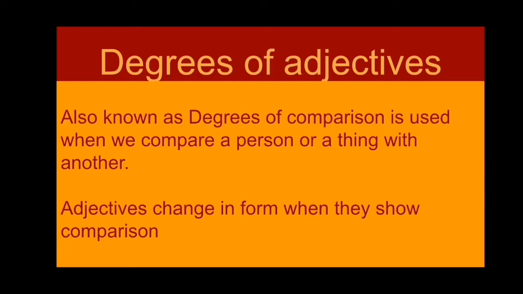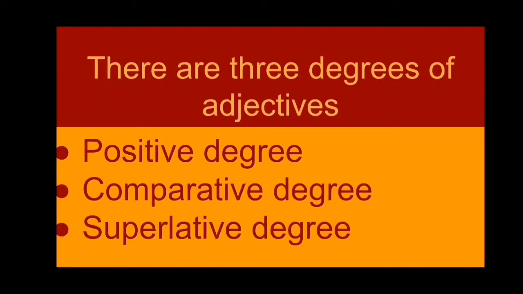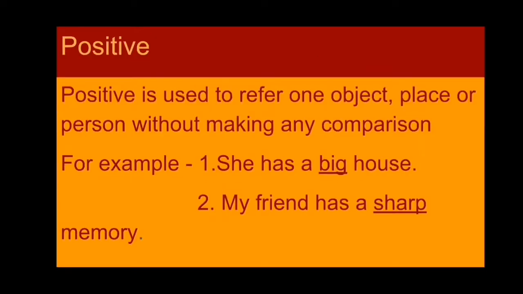The adjective changes its form when it changes its degree. Now there are three degrees of adjective. They are positive, comparative and superlative. Now let's understand them one by one.